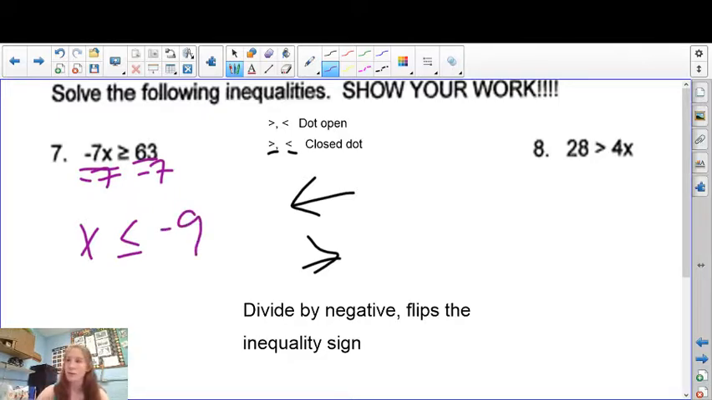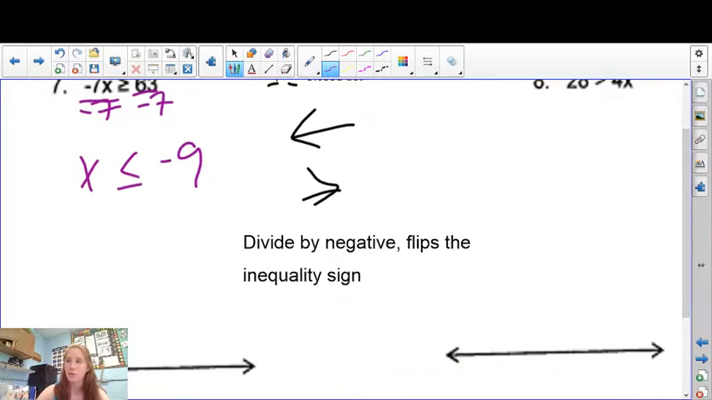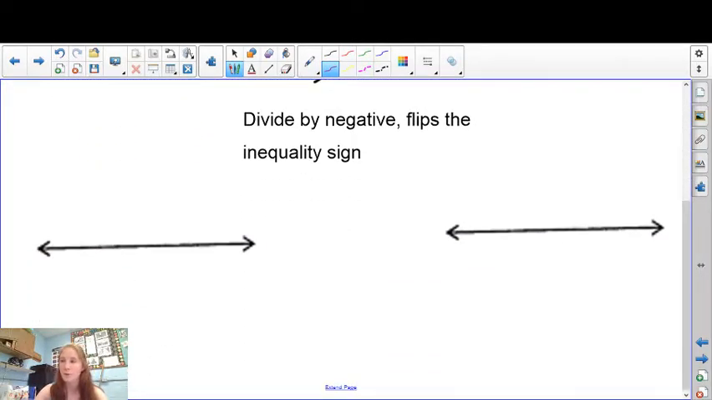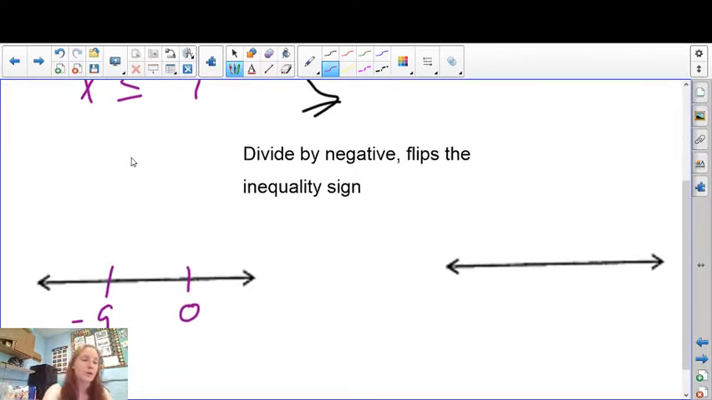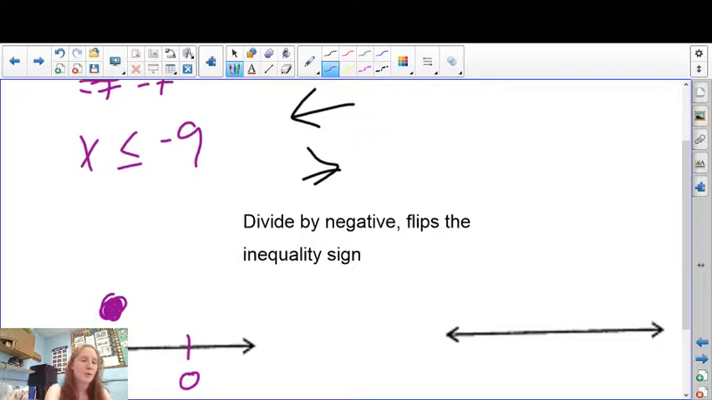So I draw my number line, which I need to scroll down. Oh, I do have it. Cool. So here's my number line. Here's 0, -9 is to the left of that. We have a less than or equal to, so it's going to be a closed dot. I'm going to pull apart my sign, so my less than turns into an arrow, so we've got to shade to the left.